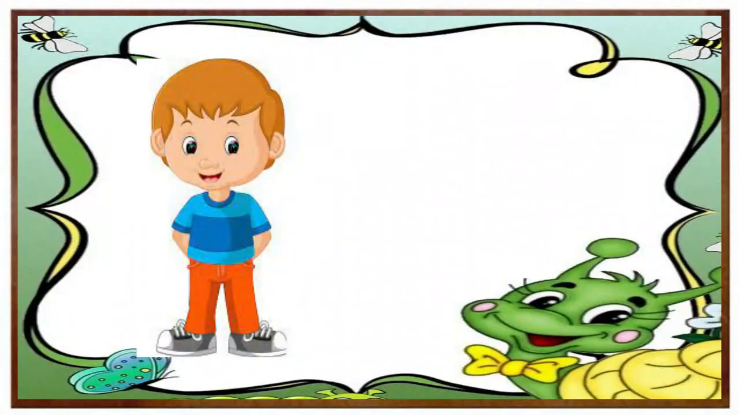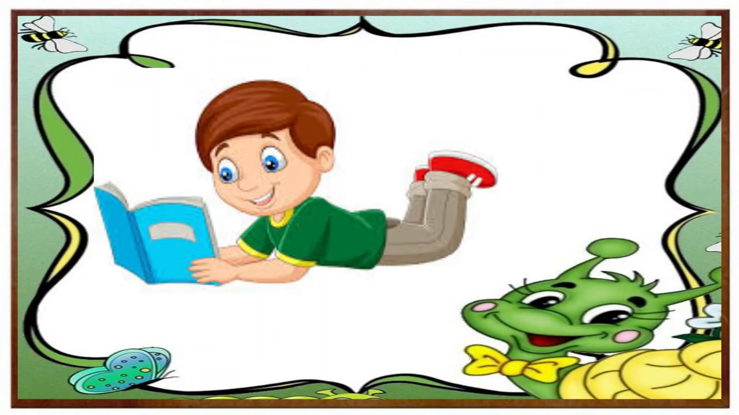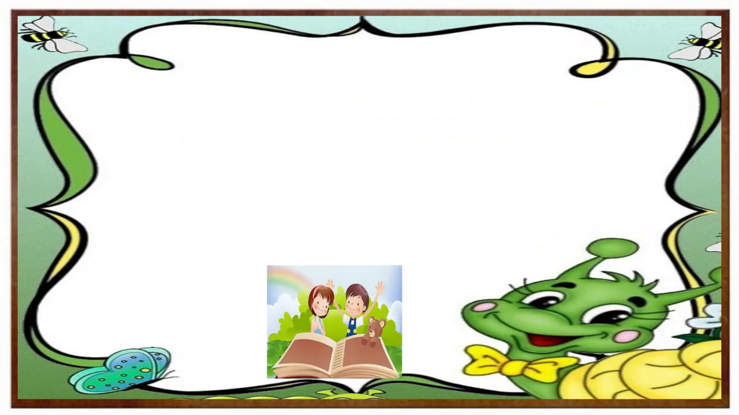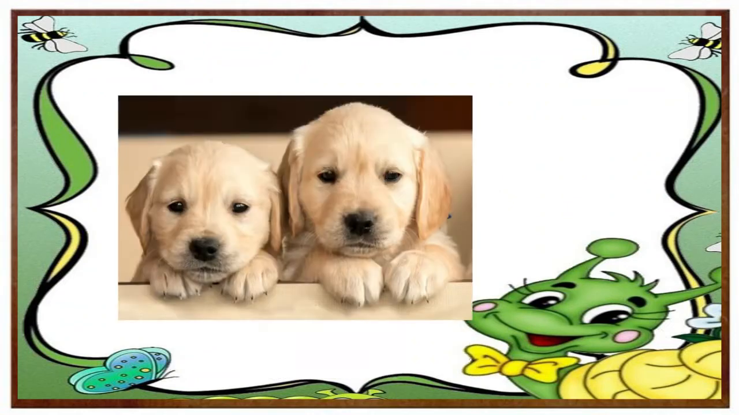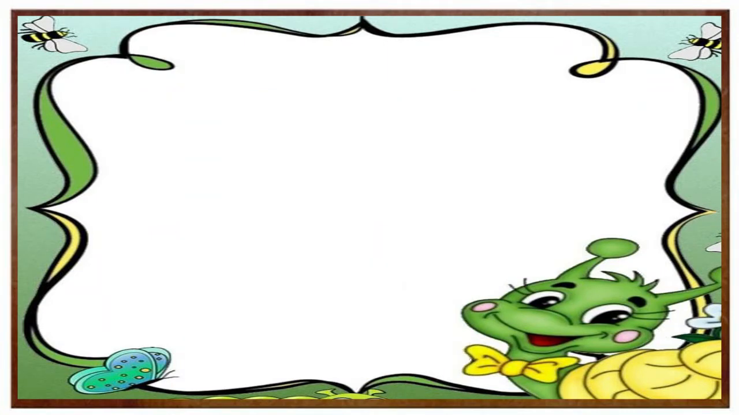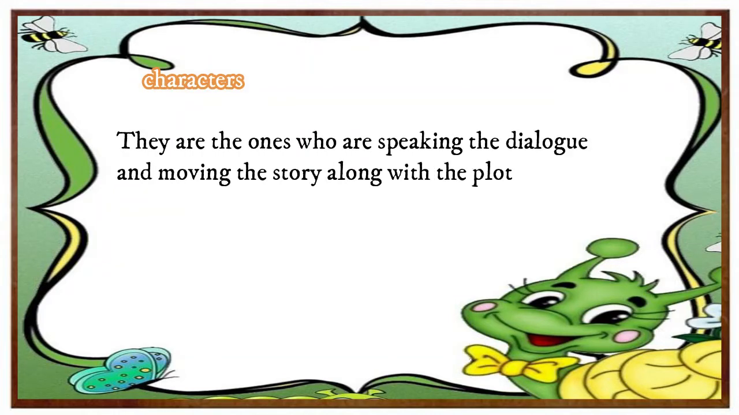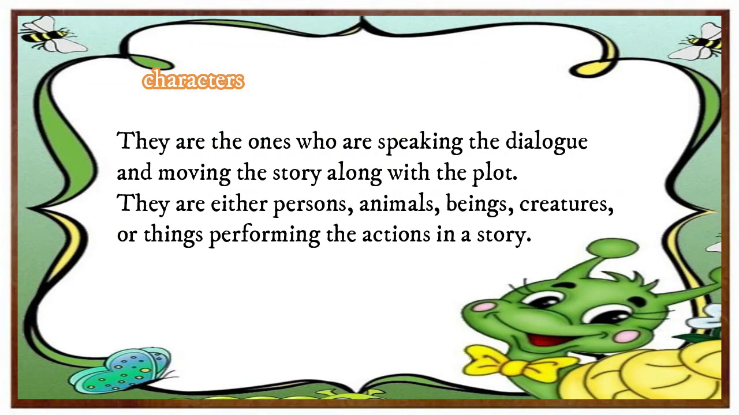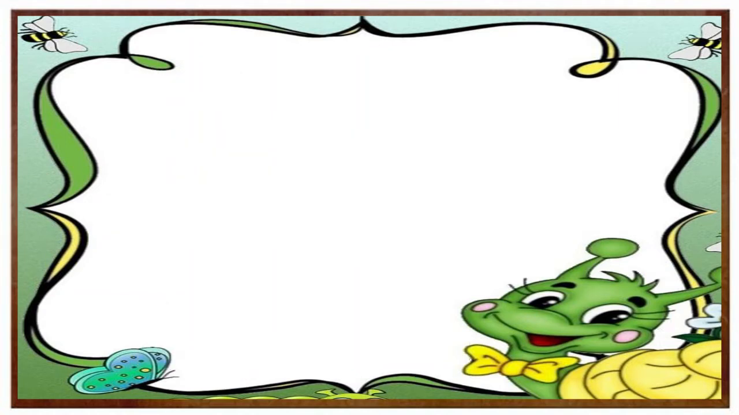Look at these pictures. Can you find these pictures in the story? Yes! In a story, there have to be actors and actresses in order for a story to happen. Who are the actors and actresses in a story? They are the ones who speak the dialogue and move the story along with the plot. They are either persons, animals, beings, creatures, or things performing the actions in the story.